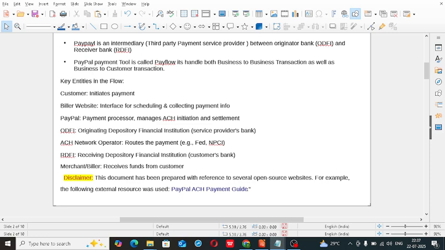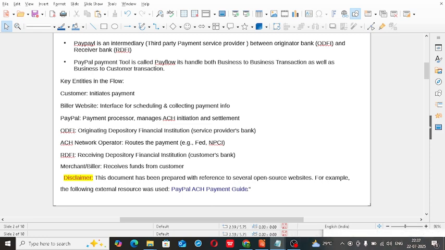PayPal fetches the biller website details and sends them to the originator bank, that is the service provider bank. After that, it connects to the ACH network. The ACH network sends the information to the RDFI, the customer bank. After the amount is debited, it is credited to the ODFI, and again it is transferred to PayPal, the service provider. This is the flow. So, what are the key entities involved?